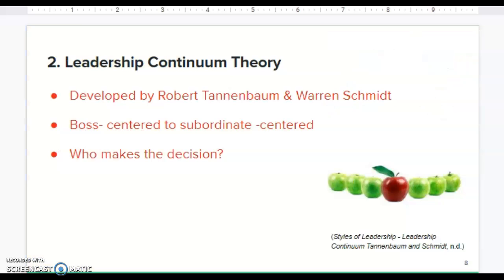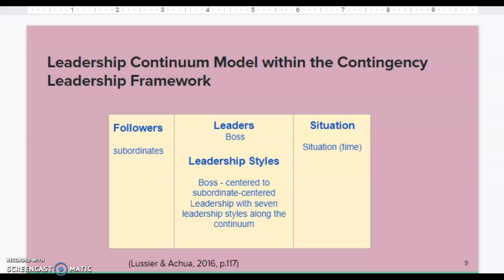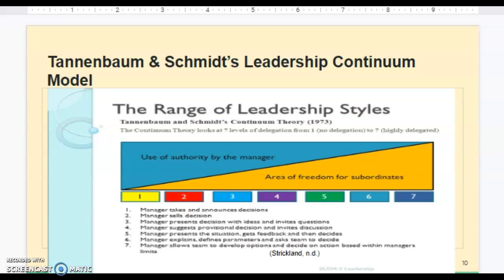Robert Tannenbaum and Warren Schmidt developed the contingency theory in 1950. They stated that leadership behavior is on a continuum from boss-centered to subordinate-centered leadership. Their model focuses on who makes the decision. The leadership continuum model is used to determine which one of 7 styles to select based on the use of boss-centered versus subordinate-centered leadership to meet the situation and to maximize performance.